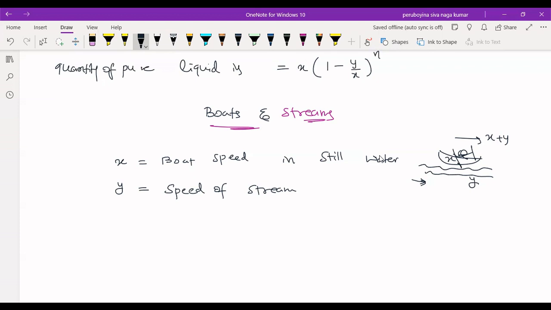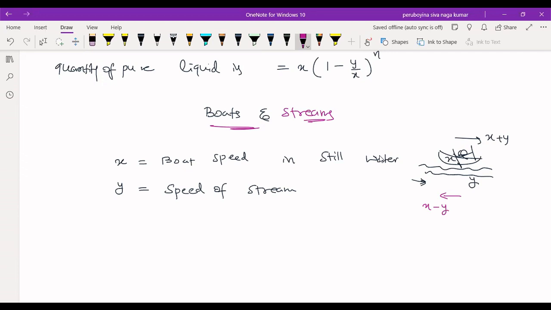In the other case, the boat is moving from right to left, and the stream is flowing from left to right. That is, both are opposite. Then the boat speed will be x minus y. The boat speed must be more than the stream speed, then only it can move forward. Otherwise, it will go with the water if its speed has a lesser value. Okay, understood this situation.